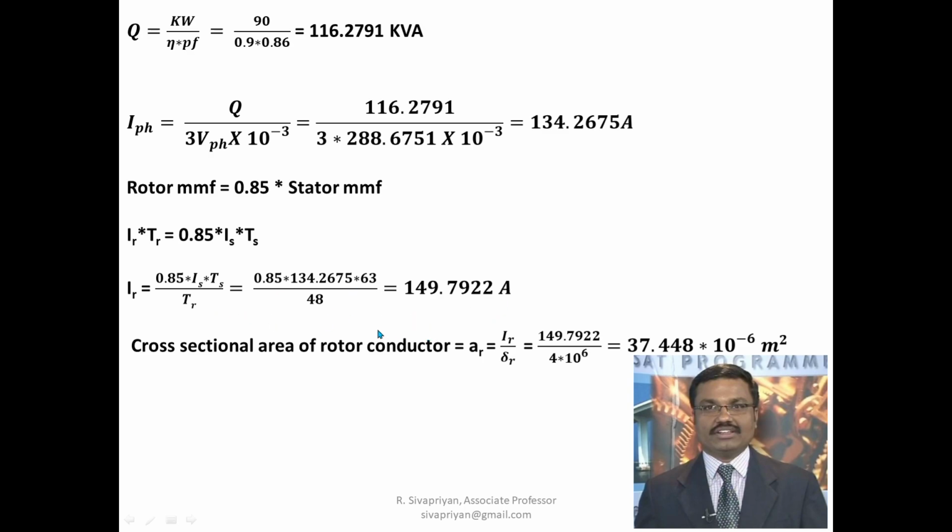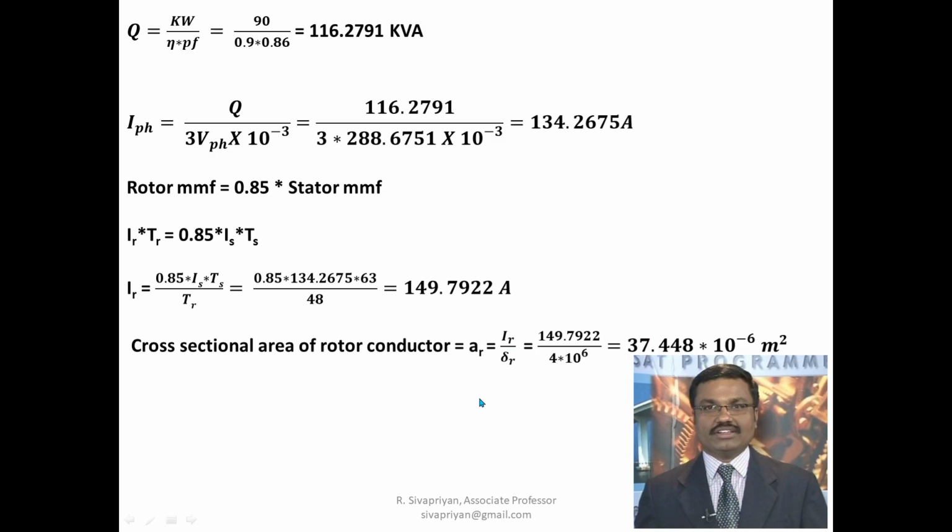Only this much is asked in the problem statement, but for our curiosity we will continue. Cross sectional area: AR equal to IR by delta R. Delta we can assume as 4 ampere per millimeter square or 5 ampere per millimeter square. Here I have taken 4 ampere per millimeter square, and to convert into meter square I multiply by 10 power 6, so 4 into 10 power 6. If I put that, I get 37.448 into 10 power minus 6 meter square, or 37.448 millimeter square.